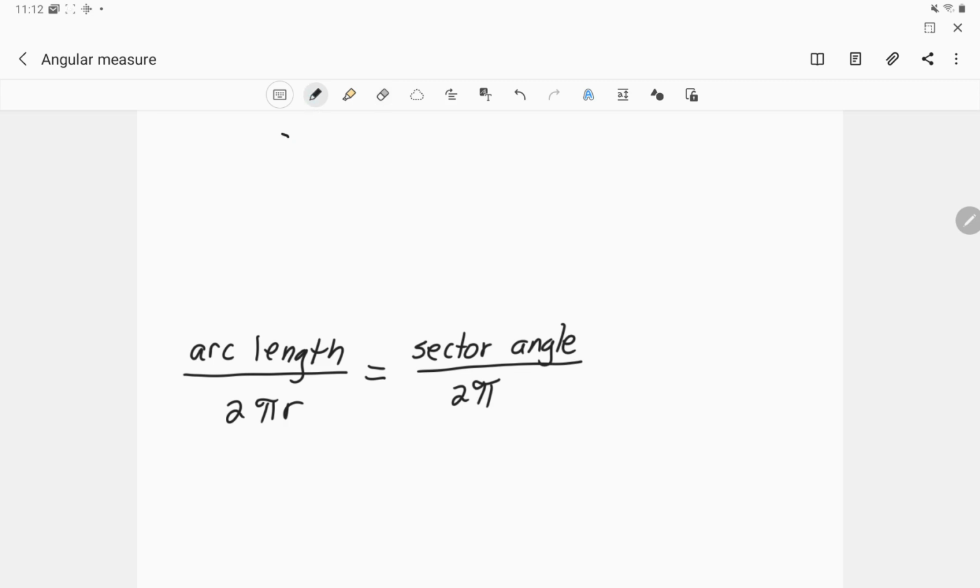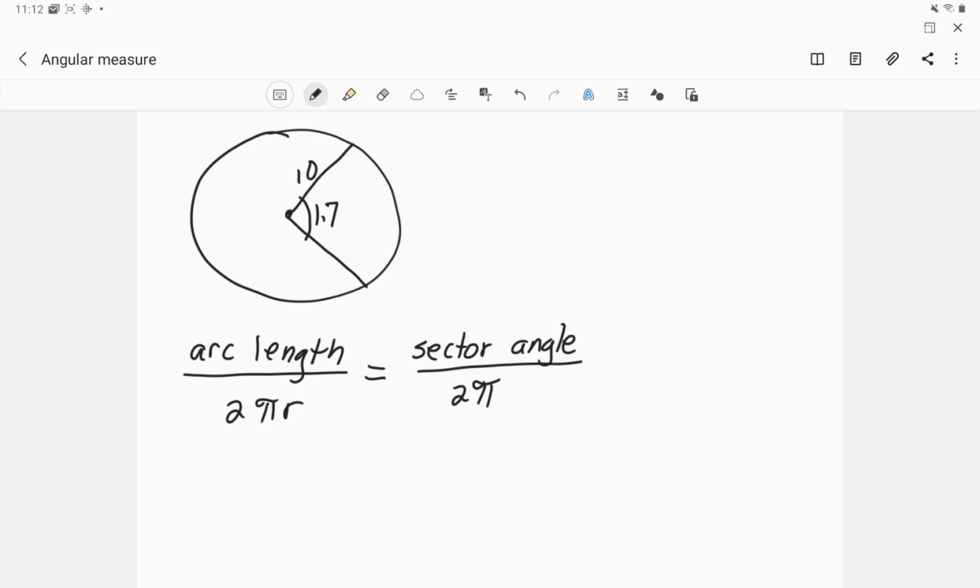In example 3, they give you a circle, or an oval apparently when I draw it. They tell you that this right here is 10. That would be the radius. And they tell you that the sector angle is 1.7. It's not 1.7 degrees, it's 1.7. That means it's in radians. And they want to know, what is this out here? What is your arc length?